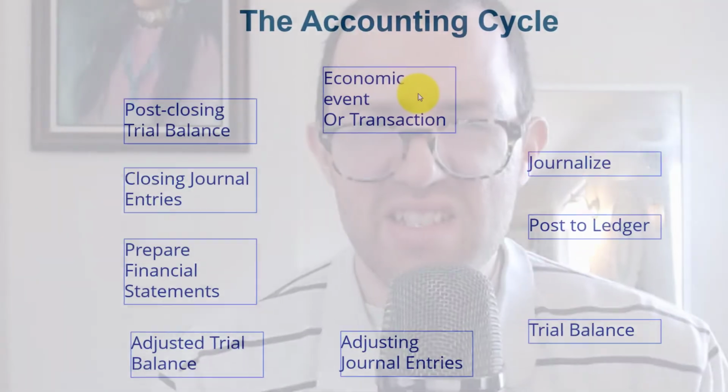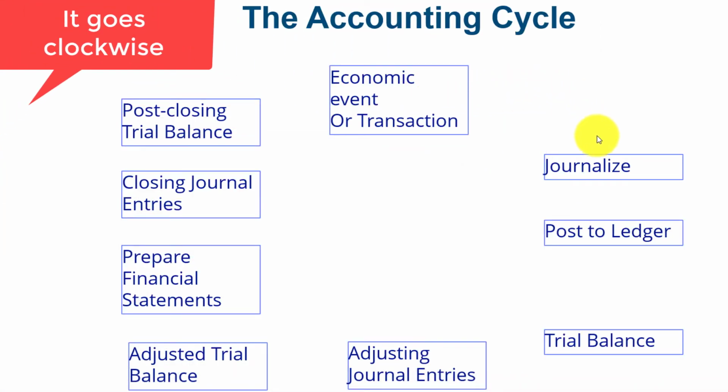Hey guys, let's talk about the accounting cycle. So what we've been doing is taking these transactions or economic events and we journalize them. What we're doing when we keep a running total in the T accounts, we're essentially posting the journal entries to the ledger. You can think of the ledger as a bunch of T accounts.